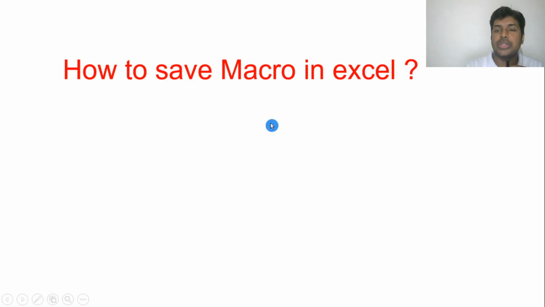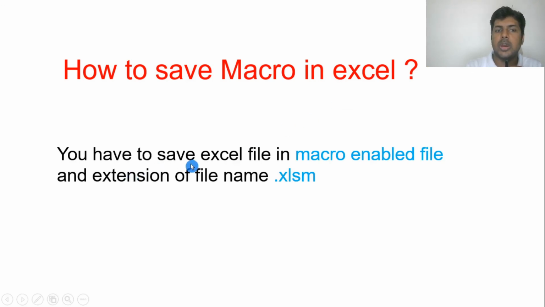How to save a macro in Excel. You cannot save a macro directly, so let us see how this will work. You have to save the Excel file as a macro enabled file, and the extension of the file is .xlsm. It is not .xls, it is .xlsm. So let us see how we can save the document.